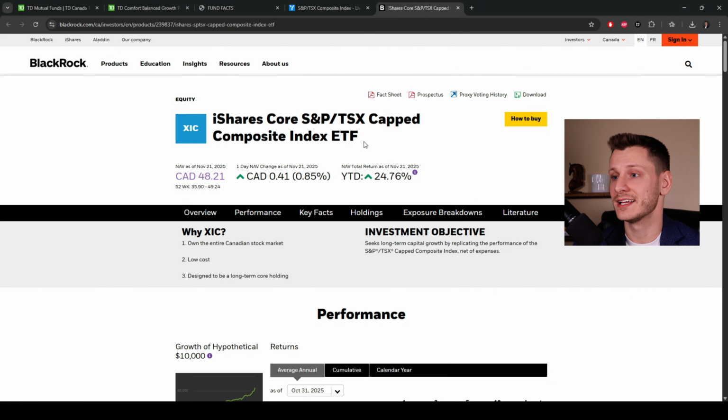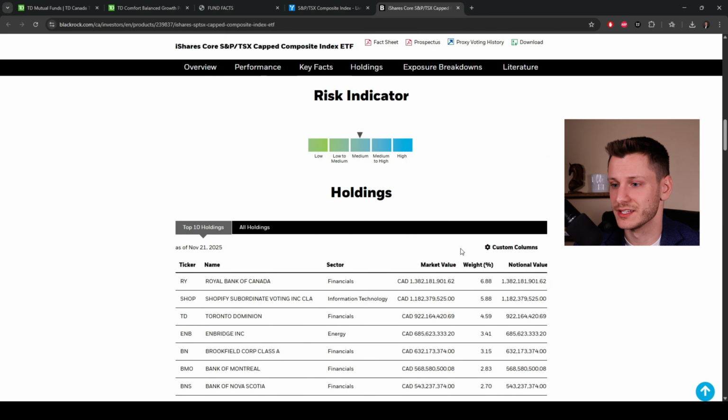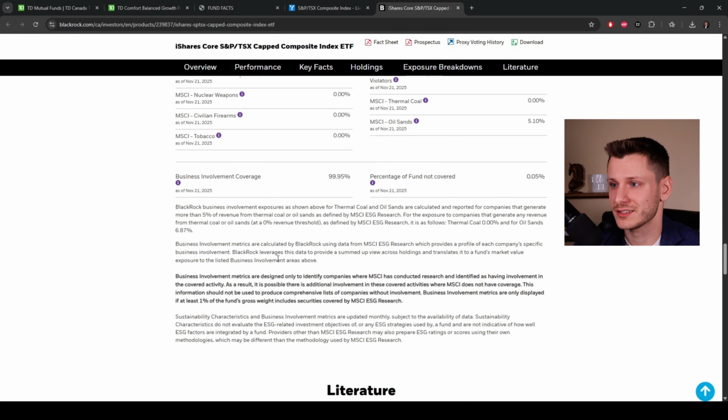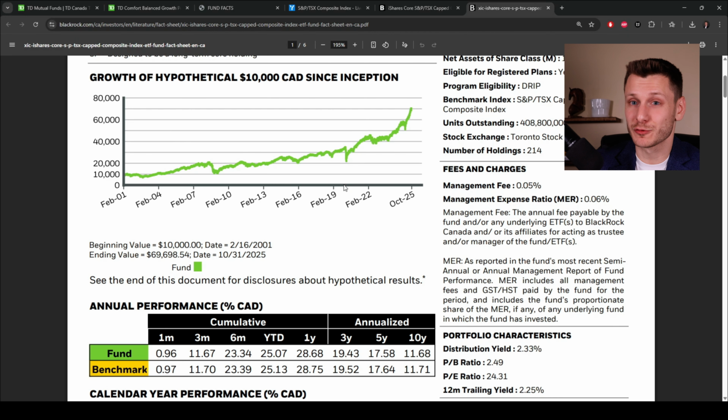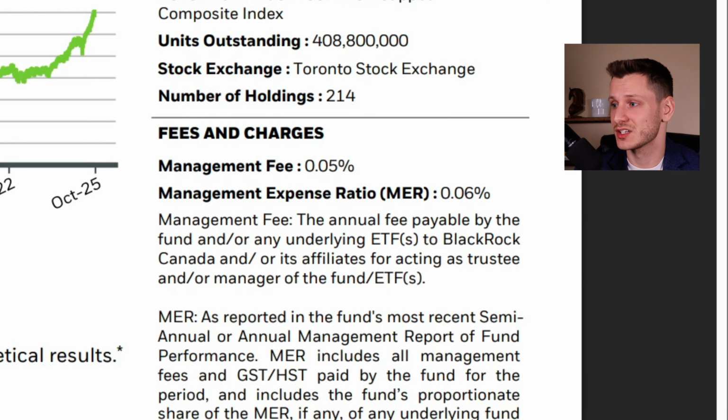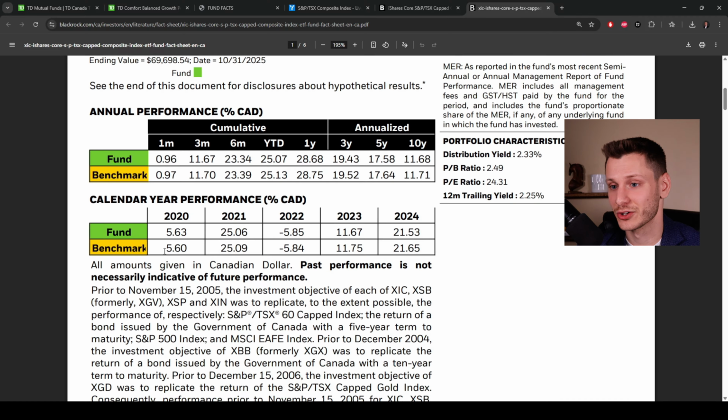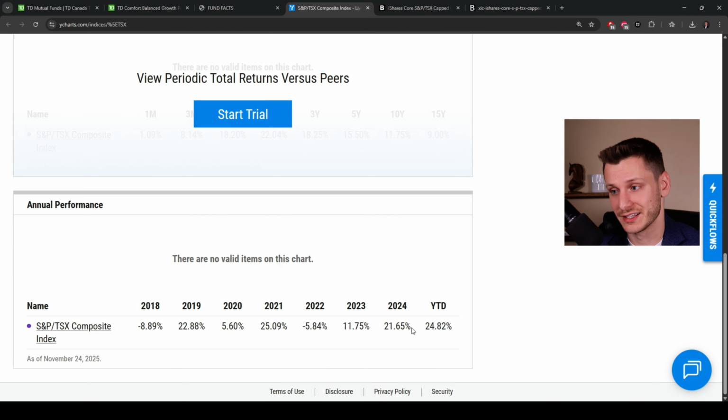Now let's take a look at an exchange traded fund or an ETF that aims to simply mirror the S&P TSX index. Let's go find the fund fact sheet. Here we go. The management expense ratio for this ETF is 0.06%. You are paying almost nothing in fees. Do you see the difference? And look, the benchmark 21.65. It is the actual return, 11.75 for 2023.